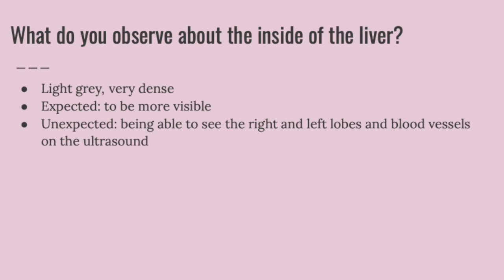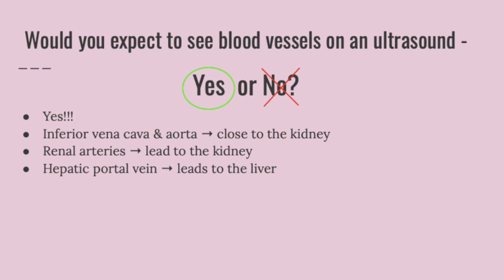What do you observe about the inside of the liver during an ultrasound? I observed that the liver appeared light gray because it is a very dense organ. I expected the liver to be more visible compared to other structures because it has a very important function. It was unexpected that the ultrasound was able to see in greater detail, such as seeing right and left lobes and blood vessels. Yes, you can expect to see blood vessels on an ultrasound.